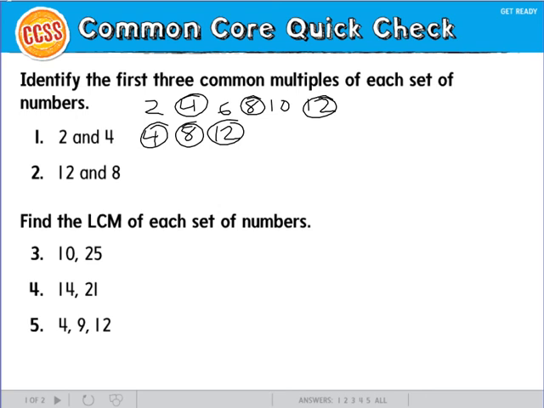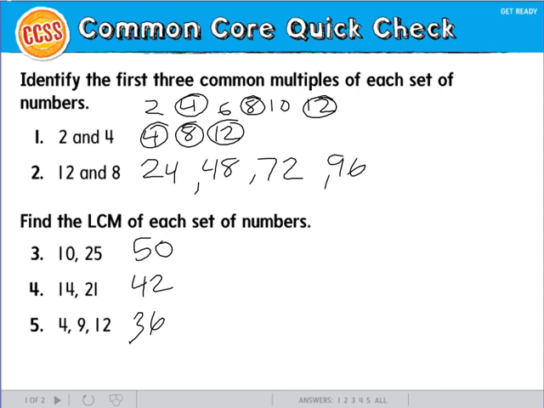Okay, so you're going to do 2, 3, 4, and 5 on your whiteboards. Get started. Alright, so there's our common multiples for our common coefficient.